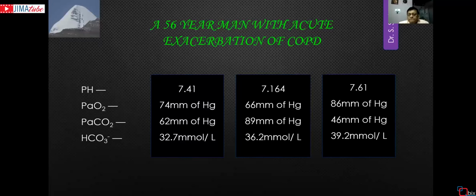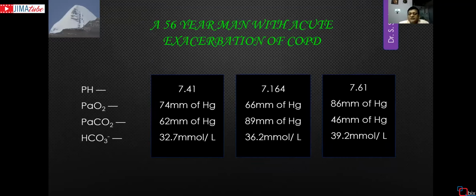So it is respiratory alkalosis over respiratory acidosis, because there is a fall of carbon dioxide level from his expected normal level. So it is respiratory alkalosis over the chronic respiratory acidosis.